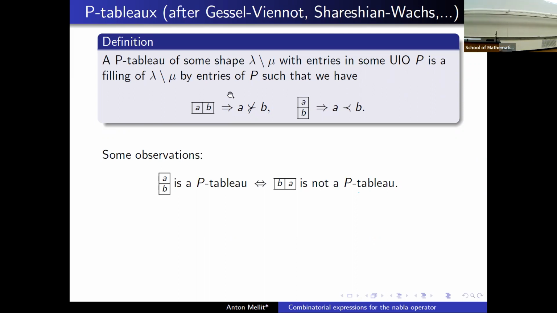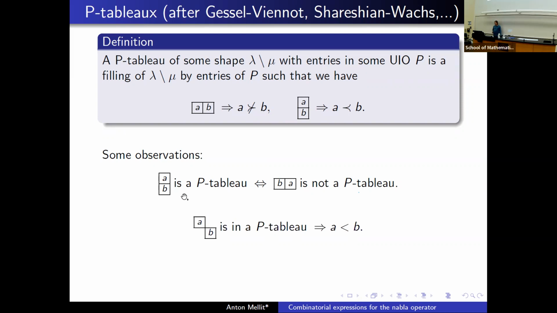One thing you can observe is that if you can put A on top of B, then you cannot put it to the right of B, and conversely. So A on top of B is allowed if and only if B to the left of A is not allowed. Or you can prove, and that's a good exercise, that if in some shape A is diagonally above, to the left and above B, then A is less than B. Notice that if A is here and B is here, because you have a skew shape, you must have something here and something here. So you need to use that to prove this.